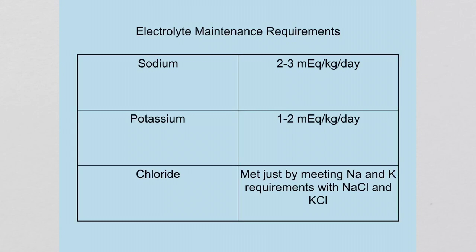Okay, so for every normal healthy child, and for adult for that matter, there's a certain amount of sodium and potassium that you have to take every day. Most of us as Americans get way too much of the sodium, but it's about 2 to 3 milliequivalents per kilo per day, and potassium is about 1 to 2, and usually we get our chloride just by meeting our other requirements for our sodium and for our potassium.